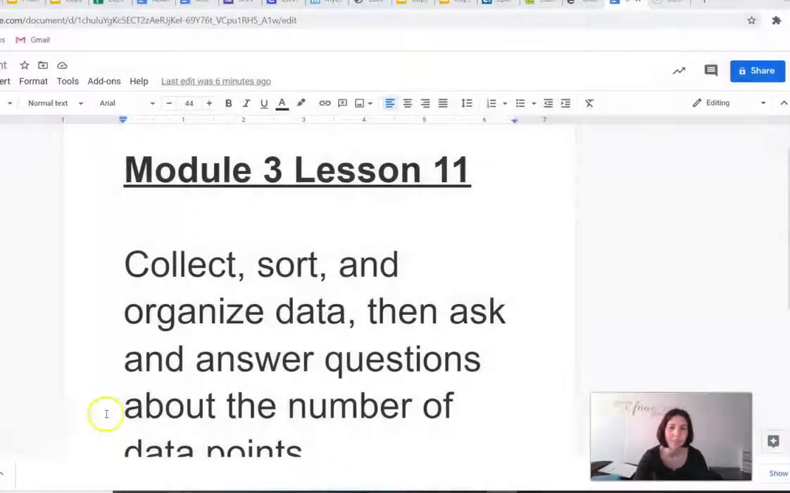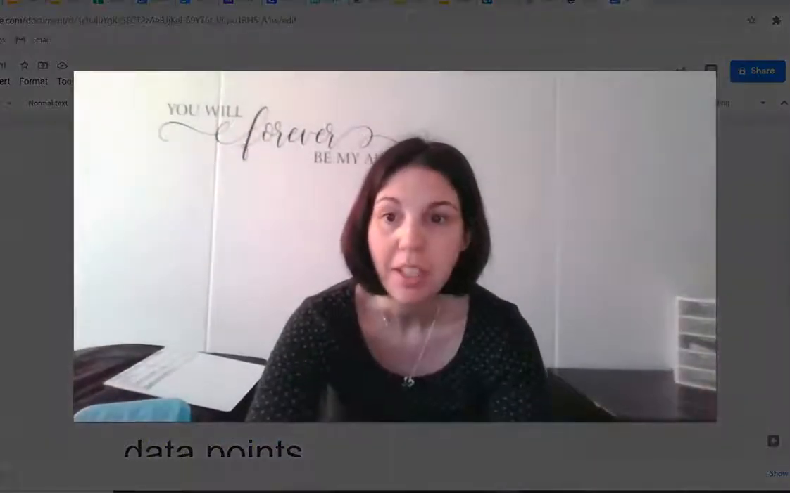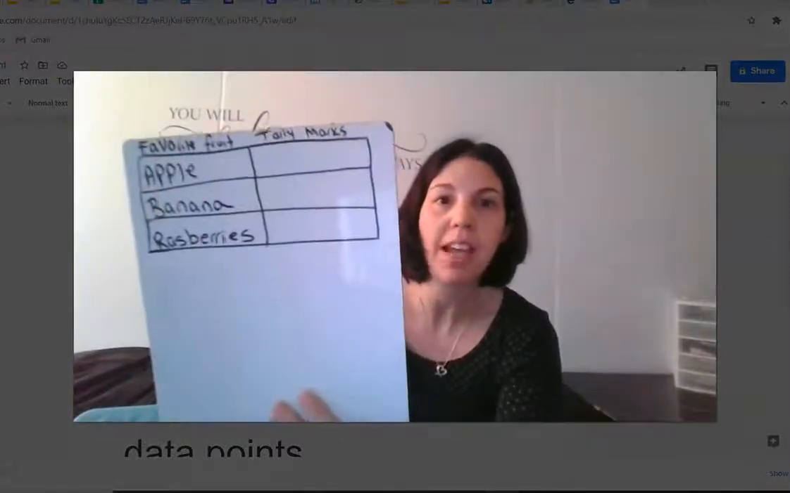Let's look at our objective. We're on Module 3, Lesson 11, Collect, Sort, and Organize Data, then ask and answer questions about the number of data points. And we have some friends to help us out today. So, here's our chart.